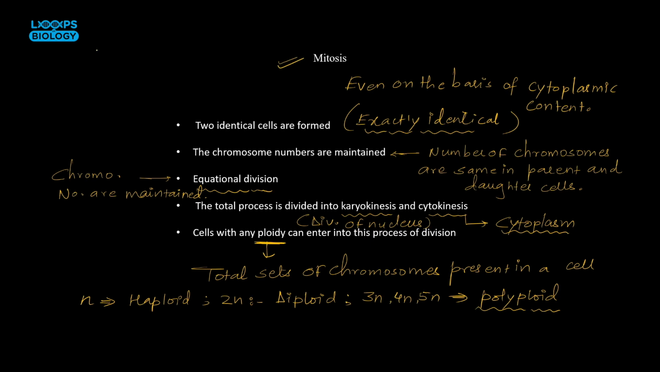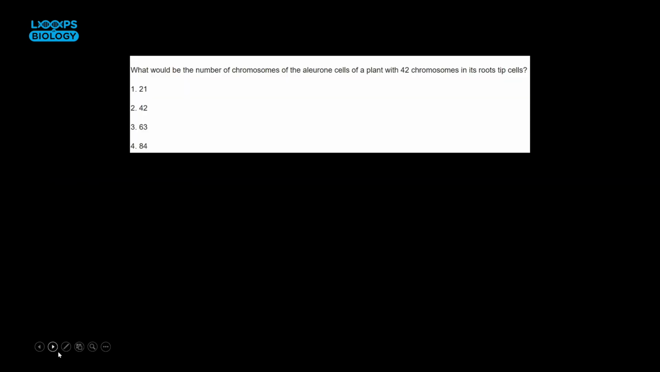Alright, so from mitosis, after a cell division, one cell give rise to 2 cells. This is important as per the calculation part is concerned. If you get any question regarding calculation based on mitosis, then you should be knowing that one cell is going to give me 2 different cells. Alright. So what would be number of chromosomes of aleurone cell? Now what do you mean by aleurone cell?